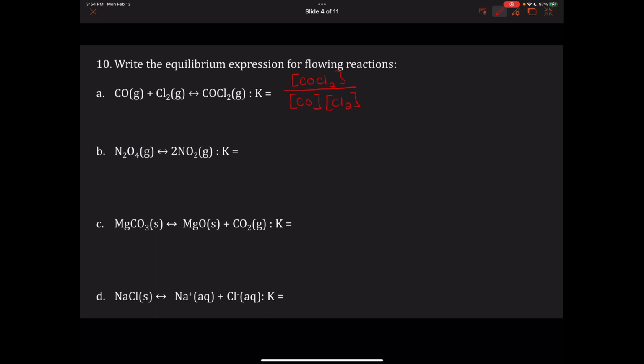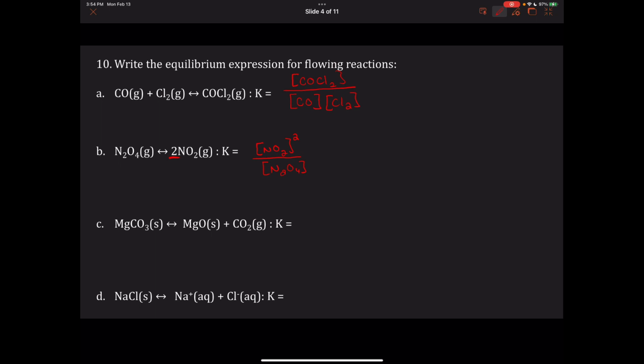Now my next reaction, I've got N2O4 as a gas producing 2 NO2 gas. So again, it's concentration of my product raised to its coefficient divided by the concentration of my reactant raised to its coefficient. So I've got the NO2 concentration squared divided by the N2O4. Now both of these particular reactions, they were all homogeneous, they were all gases.